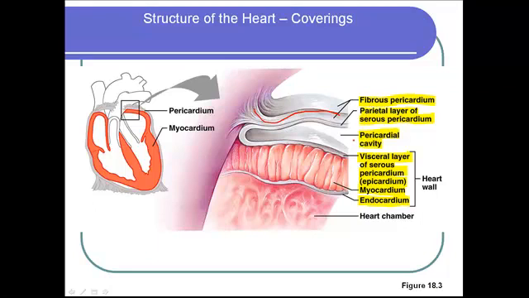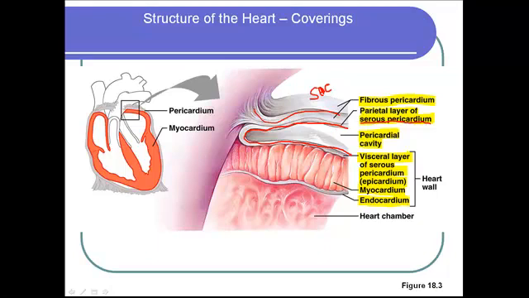Now the visceral pericardium, or sorry, serous pericardium is what I mean. Serous pericardium has two layers, the parietal layer, and it folds in on itself, and this is the visceral layer. So this, the pericardial sac, is this one. That's the fibrous pericardium.